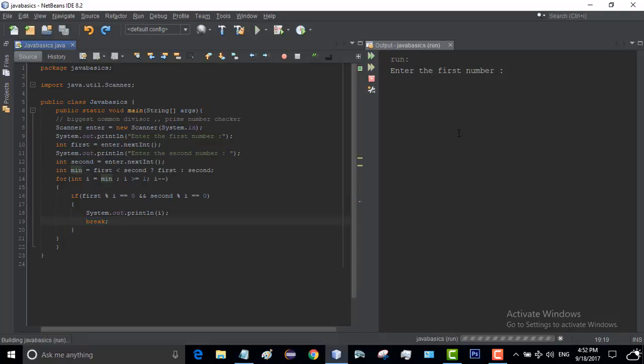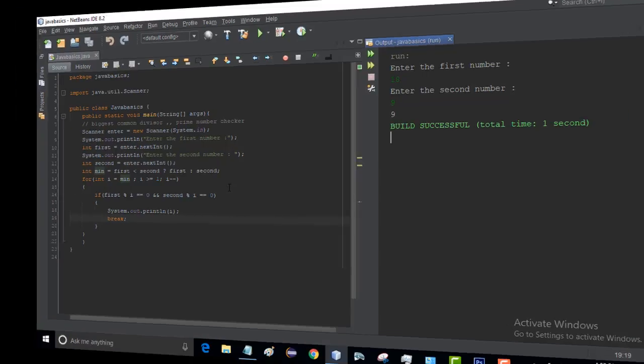If we just run this, enter the first number 18, then 12, then the answer is 6. If we have 12 and 6, it's 6. If we have 18 and 9, it's 9. And so on with all other examples. Let's go on with the prime number checker.